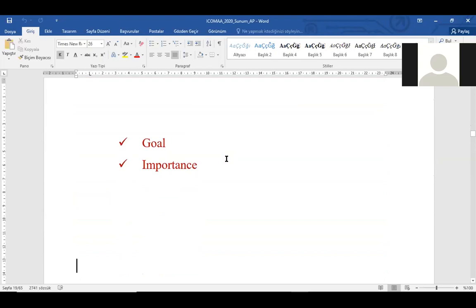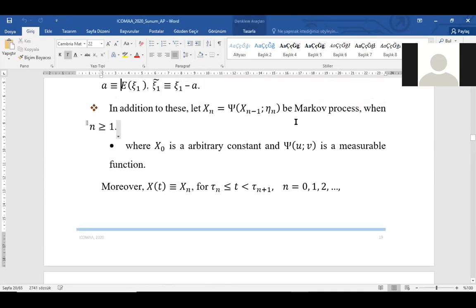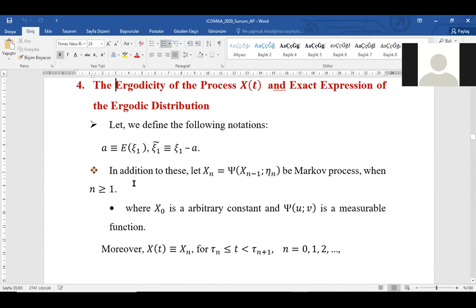Our goal in this study is to investigate the ergodicity of the process xt and obtain analytical and asymptotic results for the ergodic distribution and moments of ergodic distributions. Firstly, we have investigated the ergodicity of the process xt and obtained the exact expression of the ergodic distribution. For this, we defined some notations.